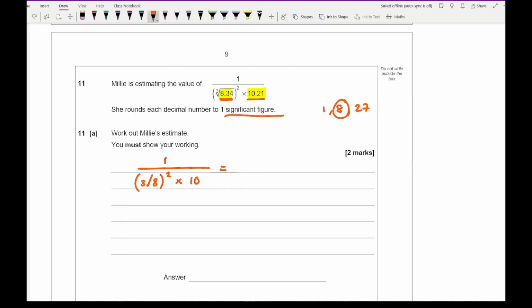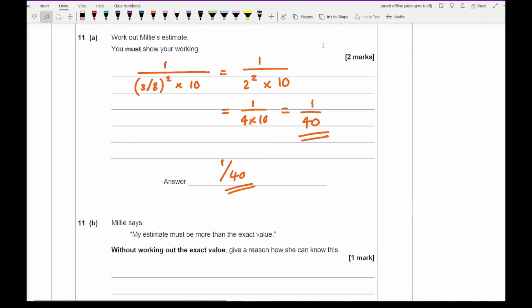From this, we've got the cube root of 8, which is 2. So that's going to be 1 over 2 squared times 10. 2 squared is 4, so that's going to be 4 times 10, which gives me an answer of 1 over 40. And again, I could give my decimal equivalent, so I could type that into my calculator, but I'm going to leave it as a fraction just because.